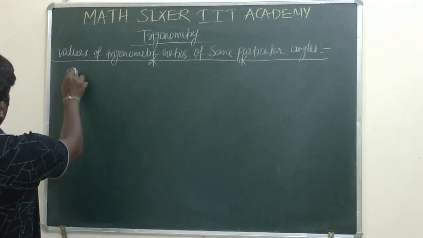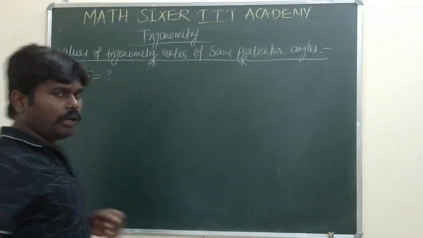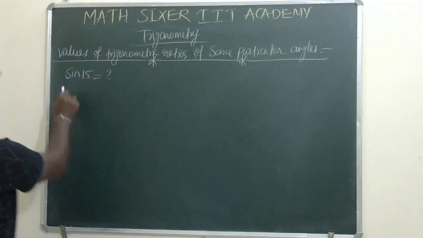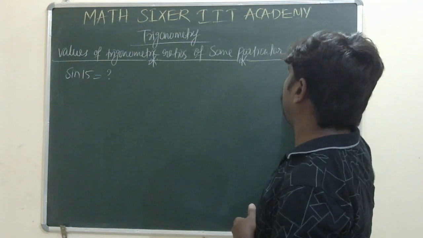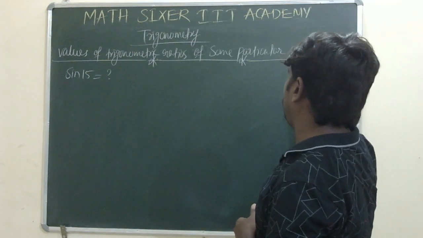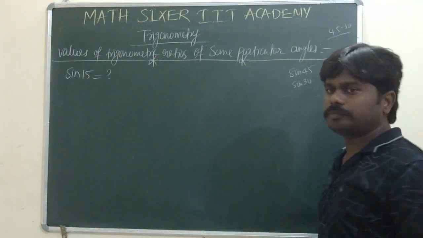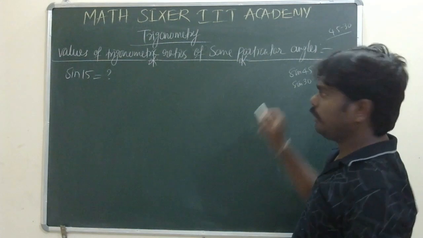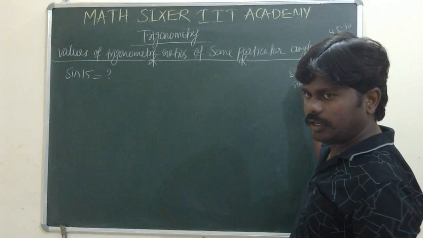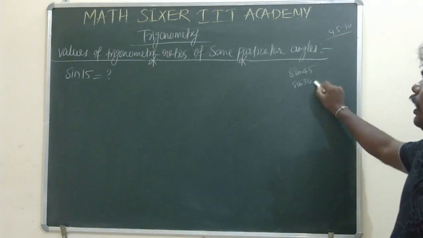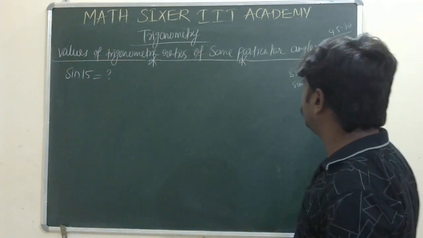So what is the value of sine 15 first? If you want the sine 15 value, how do we get 15? From known to unknown. Here we know the sine 45 value and sine 30 value, and 45 minus 30 becomes 15. So we already know the formula for sine a minus b. When you use the formula and substitute these values, then you will get the sine 15 value. Okay, so that we will see.